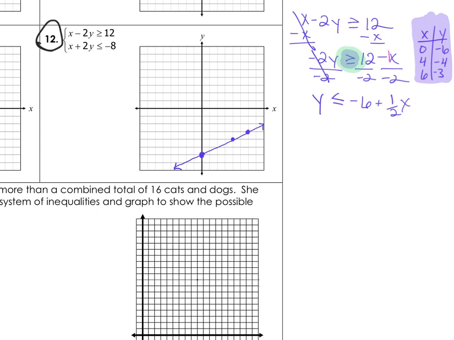Okay, I will say that's sort of a sad straight line, but I'm sort of limited with this program here. Okay, so it's solid.